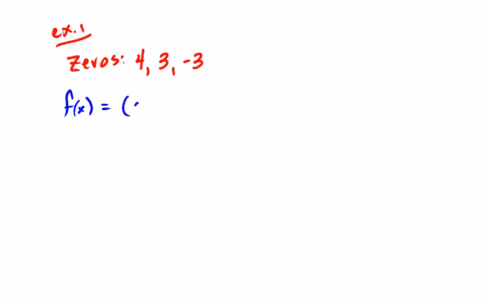The zeros of this function in this example will be 4, 3, and negative 3. Alright, so the first thing we're going to do is write them as factors. So f of x will equal x minus 4, because that's the parentheses that answer would come from, and then x minus 3, and then x plus 3. And now we're going to multiply them out.